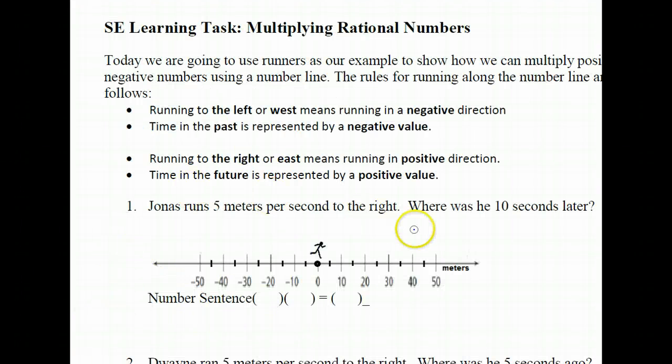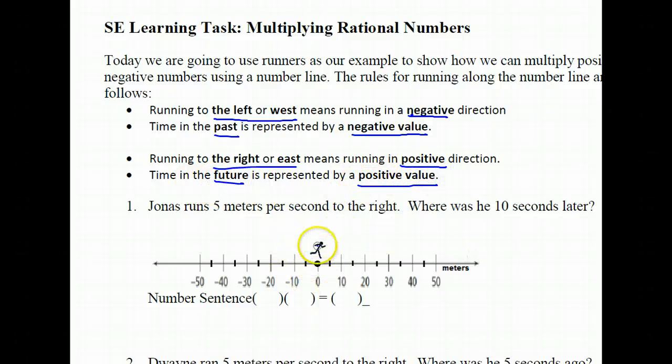So what we're trying to learn today is why these rules are what they are. So I'm looking at today's handout. It's multiplying rational numbers. It says Georgia Department of Education at the top. And what we're doing is we're modeling multiplication of positives and negatives. So some things to understand. Running to the left or west means negative. And time in the past is also negative. Running to the right or east means running in a positive direction, so your number is positive. And time in the future is positive.